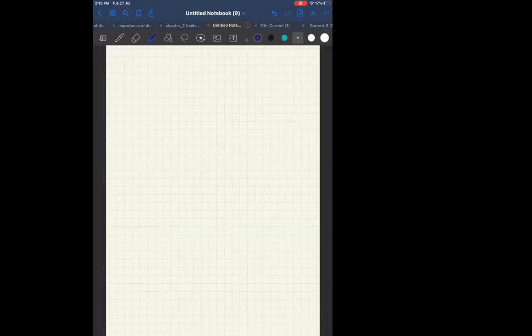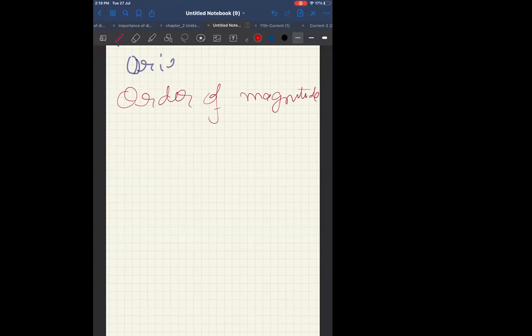So one last topic of the day is called order of magnitude. Write on the side heading, order of magnitude. Order of magnitude. Now, this is a controversial topic because in your NEET and in your JEE, there are different definitions, but we'll do the standard definition.